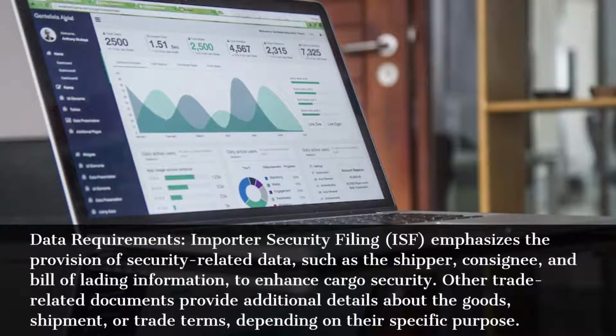Data requirements. Importer security filing, ISF, emphasizes the provision of security-related data, such as the shipper, consignee, and bill of lading information, to enhance cargo security. Other trade-related documents provide additional details about the goods, shipment, or trade terms, depending on their specific purpose.